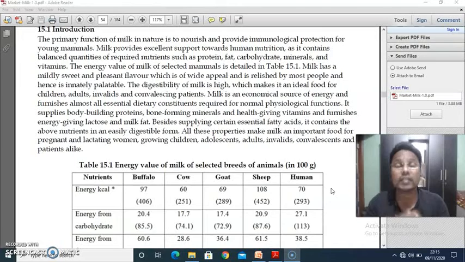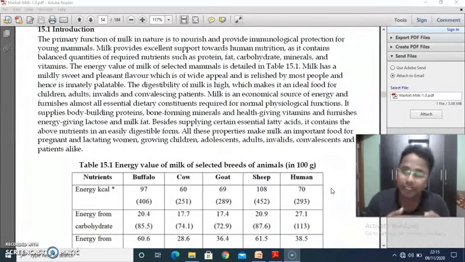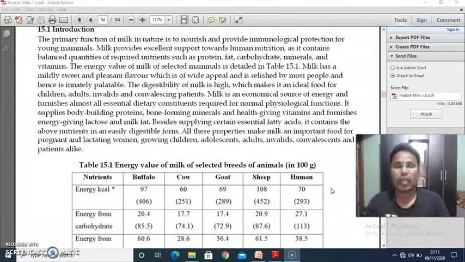Besides supplying certain essential fatty acids, it contains the above said nutrients in easily digestible forms. It means that whatever nutrients we get from milk are very easy to digest. And all these properties make milk an important food for pregnant and lactating women, growing children, adolescents, adults, invalids, convalescents and patients alike.